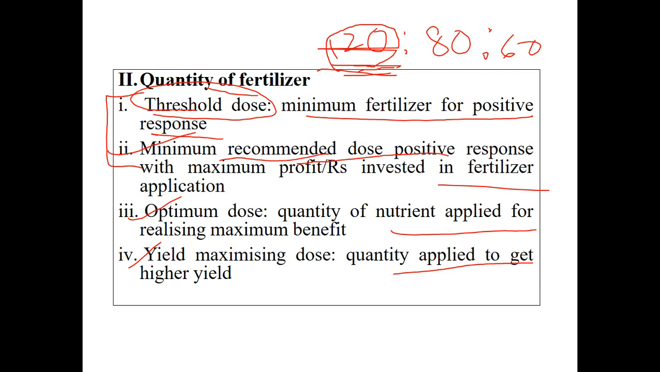Okay, so as I told you, this is the minimum dose for positive response. Positive response means little amount of yield will be higher. And optimum dose means what? Maximum benefit, maximum profit, what we should be getting. To get that, whatever the amount we are applying, that is nutrient for realizing maximum benefit. And yield maximizing dose means which is applied to get higher yield than expected.